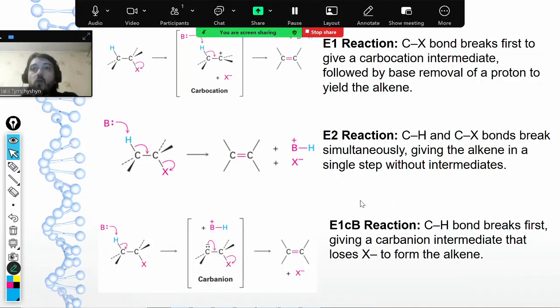And the E1cB reaction, so the C-H bond breaks first and gives a carbanion. If we have a really strong base, we can grab this proton. Now these electrons have nowhere to go, so they stay on the carbon atom, basically making it electronegative. Now these electrons try to create a double bond to a different carbon atom, and this leaving group tries to leave, and once again we get an alkene.